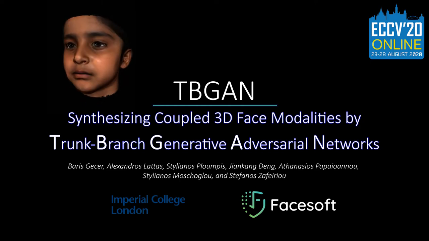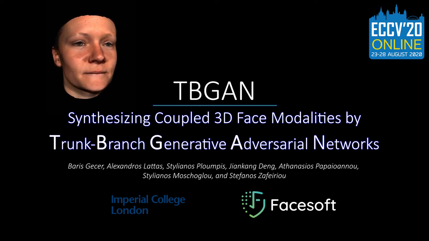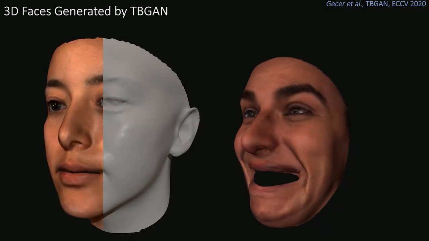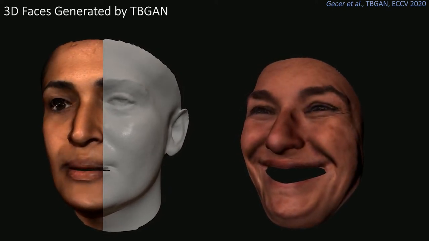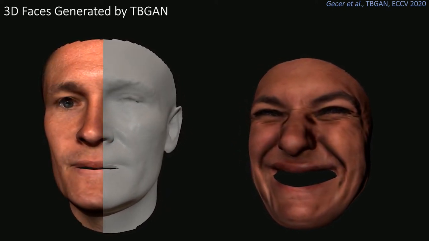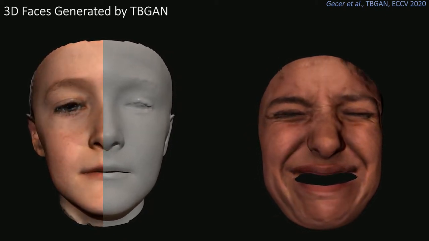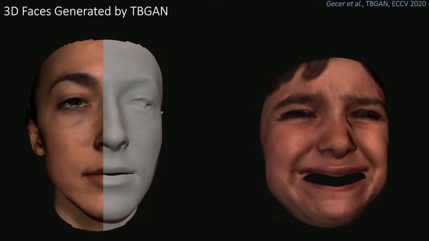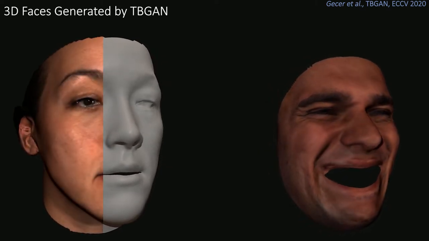We present TBGAN, Trunk Branch Generative Adversarial Network, to synthesize high-quality 3D faces by correlating texture, shape, normals, and expression in the UV space. Generating 3D faces with high-quality texture, shape, and normals is of paramount importance in computer graphics, movie post-production, computer games, etc. 3D face models are also useful for 3D face reconstruction and generating synthetic training data for computer vision problems.